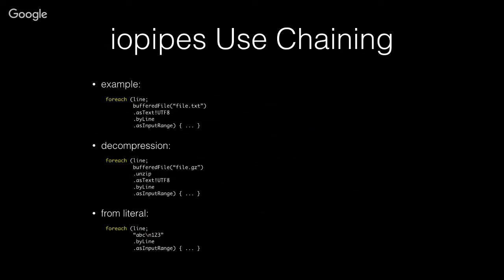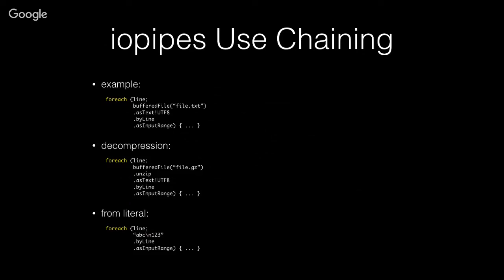Iopipes use chaining. This is kind of hard to see, but not on this gigantic 80-inch screen. Just like range pipelining, we do the same thing. So the first one is, okay, let me read this file as UTF-8. I'm going to chop it into lines, and then I'm going to make it an input range, and that gives you the lines. The second one takes a compressed file and decompresses it, and now same thing.